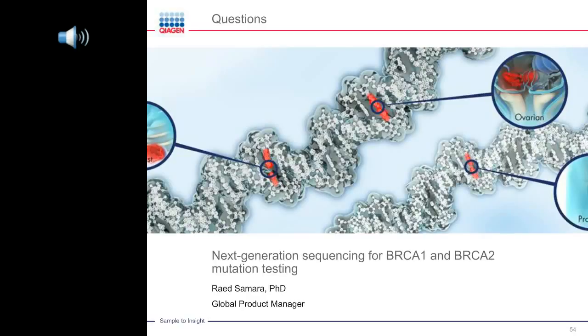Great. And what depth of coverage is recommended for this panel? The depth of coverage is going to depend on the application. We usually recommend 200x if the user is interested in looking at germline mutations, and we recommend anywhere between 1,000 and 1,500x if it's for somatic mutation.